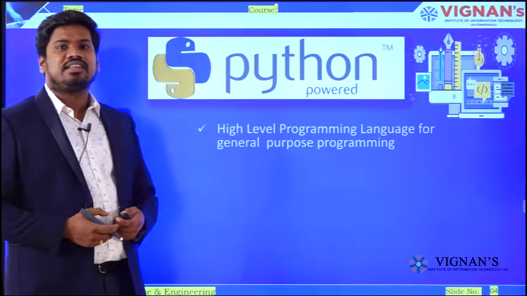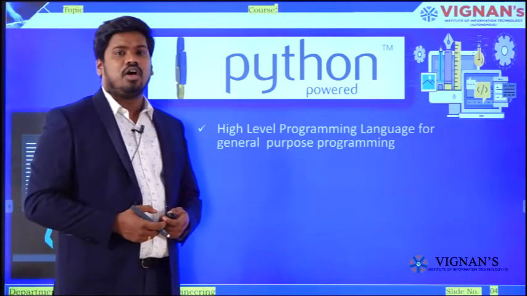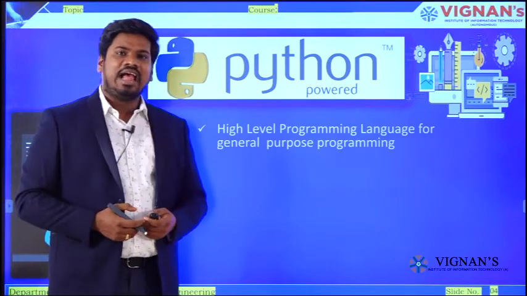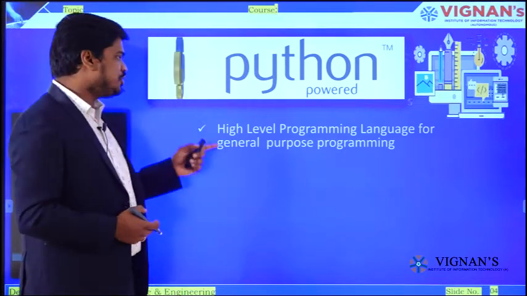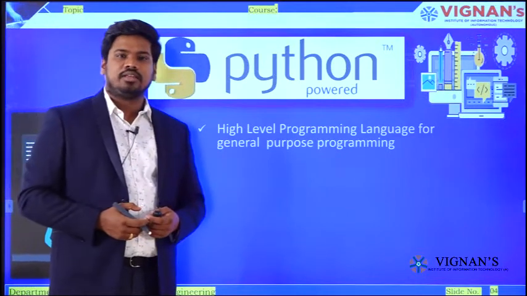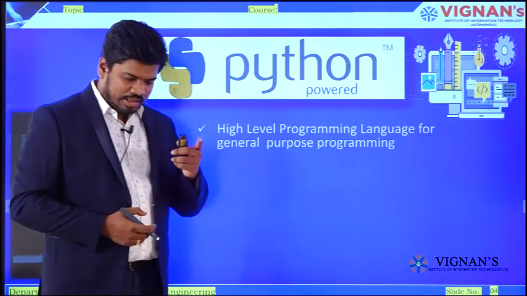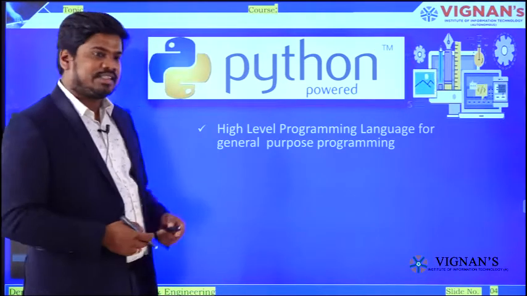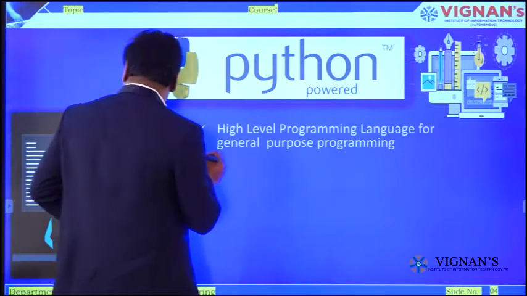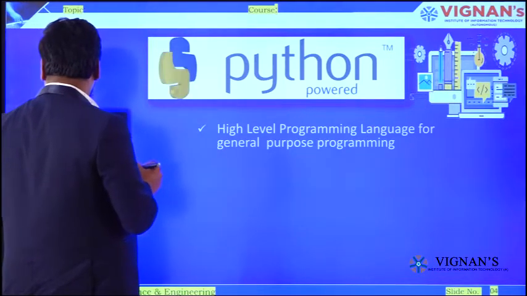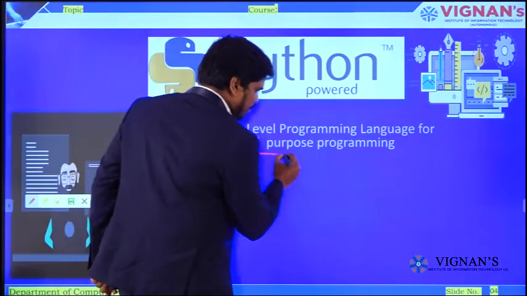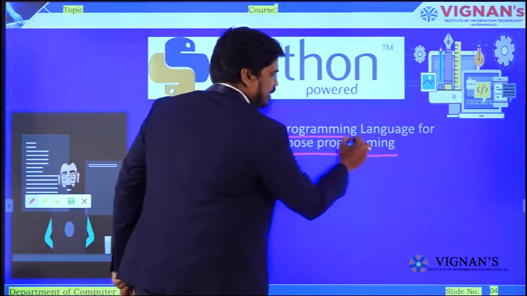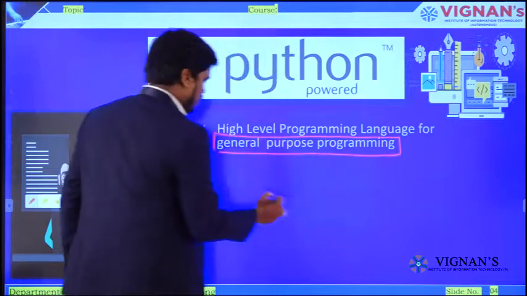We have to understand the definition of the Python programming language. Python is a high-level programming language for general purpose programming. Here I will stress more on the word general purpose, the main important point. Python is a general purpose programming language.